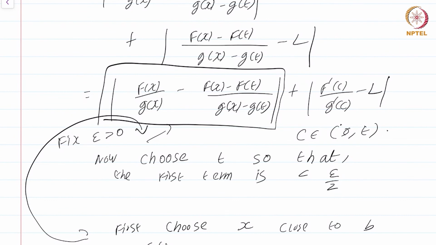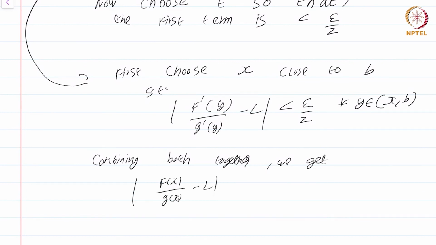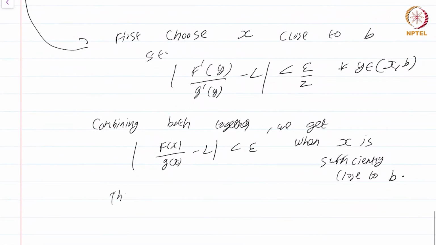Combining both together, we get the absolute value of f(x)/g(x) minus L is less than epsilon when x is sufficiently close to b. Okay, and this concludes the proof.